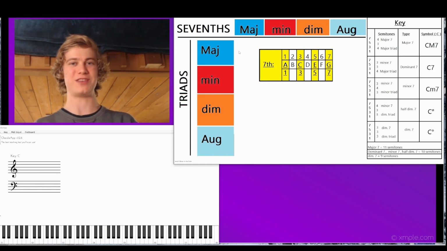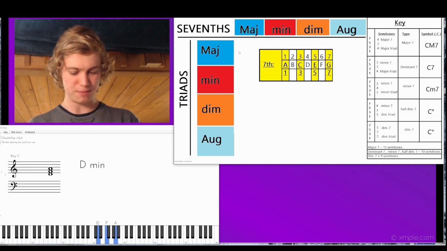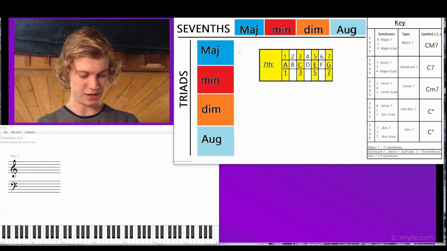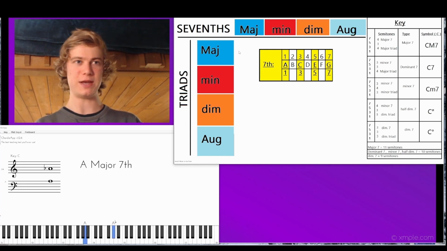Okay, so this is where things get interesting. We can have a major triad, we can have a minor triad, we can also have a diminished triad, we can even have an augmented triad, and this is the interesting part. So now if we have an A and we want to build a 7th from that, we could build a major 7th, we could also build a minor 7th.